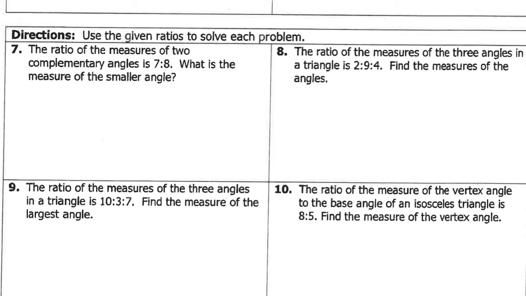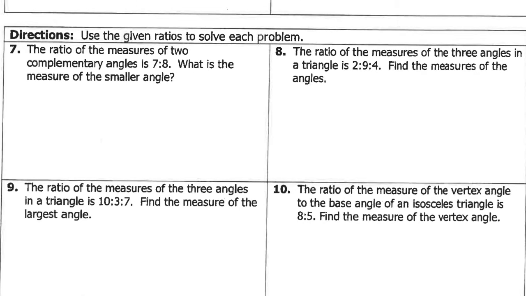But yeah, the ratio of the measures of two complementary angles is 7 to 8. So if you remember, complementary means that it adds up to 90. So we take the 7 to the 8, make an equation, add them up, and equal 90. So then 7 plus 8 is 15. So we have 15x equals 90. So now we will divide by 15, and we will get 6.